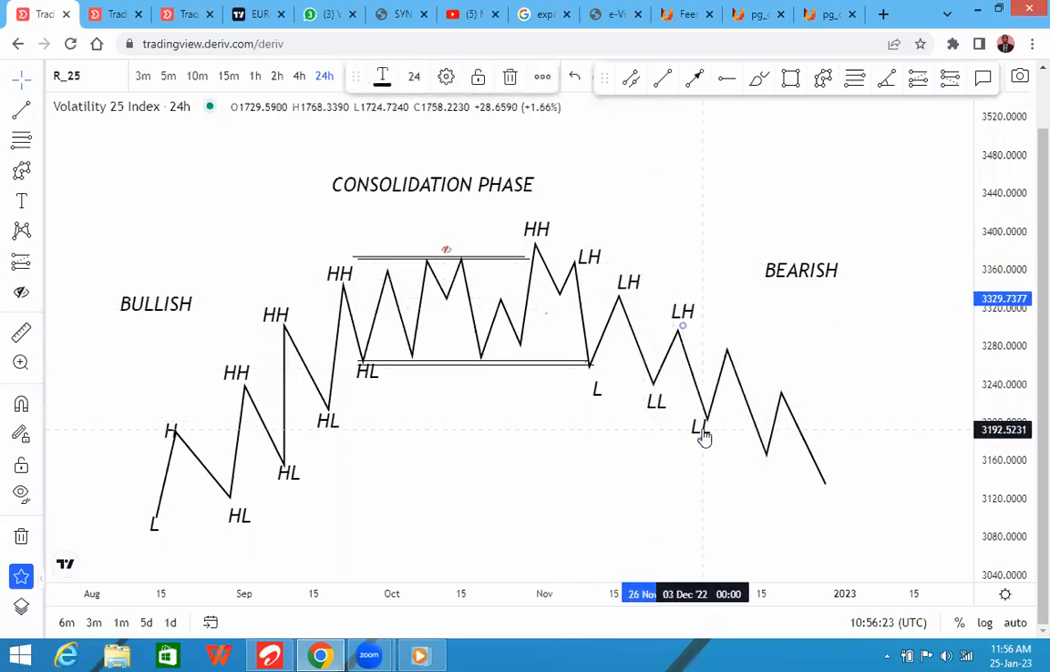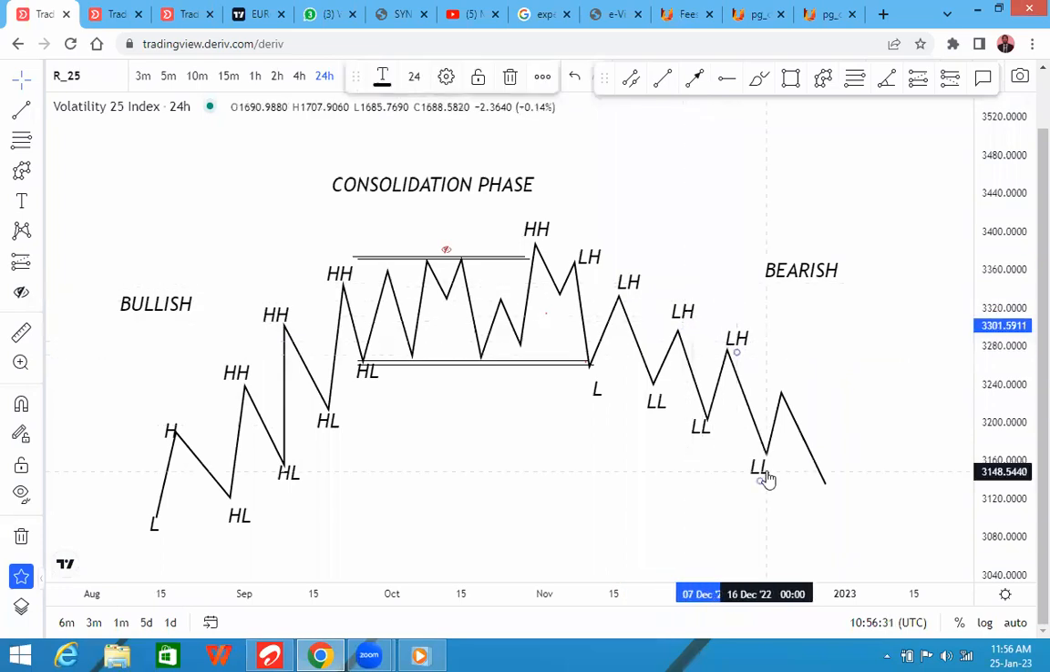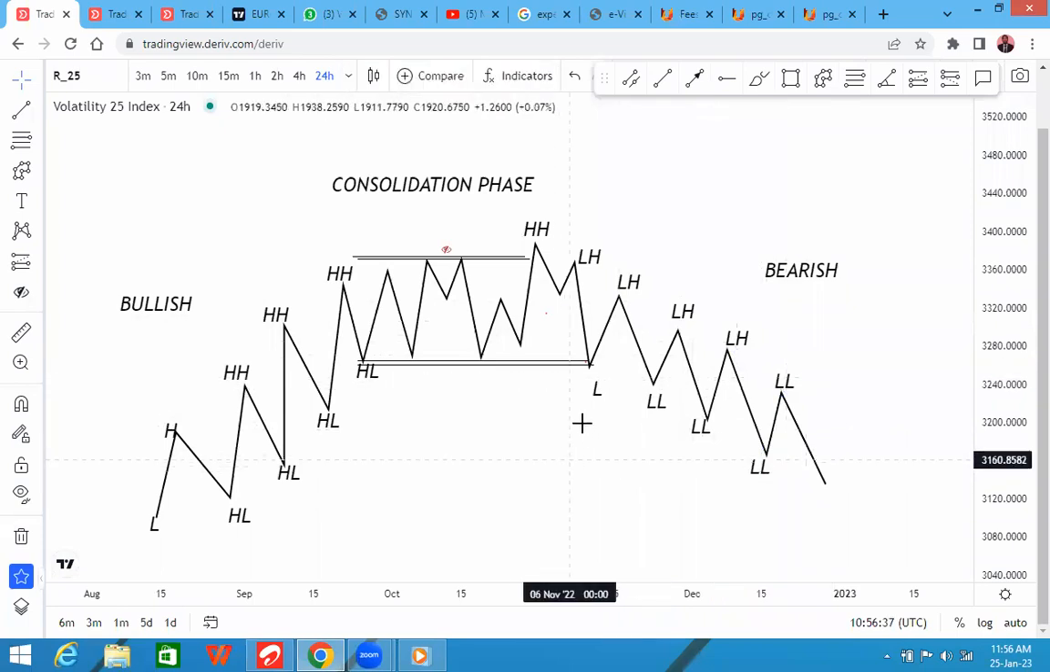You must be able to spot all these things in the chart. You must be able to identify them. That's what makes you a trader. That's what tells us that you understand market structure. So now, price moves from being bullish, enters a consolidation phase, accumulates orders, and then smart money moves price away.